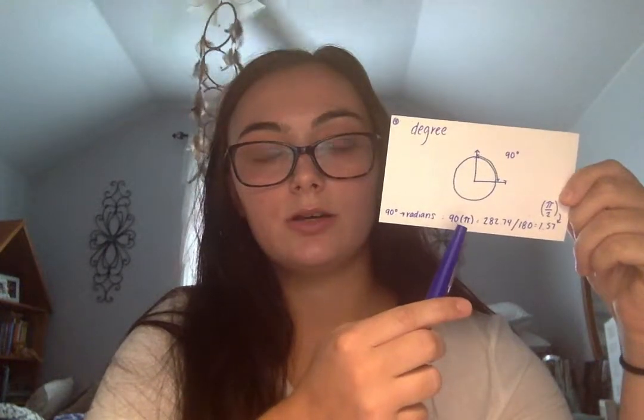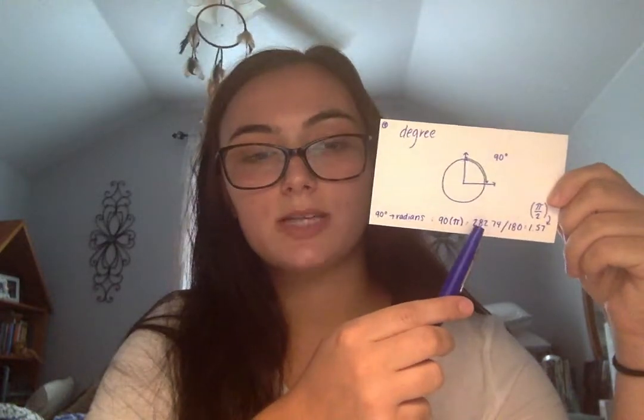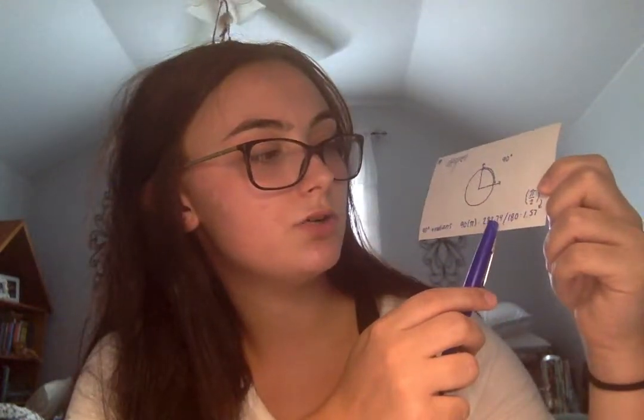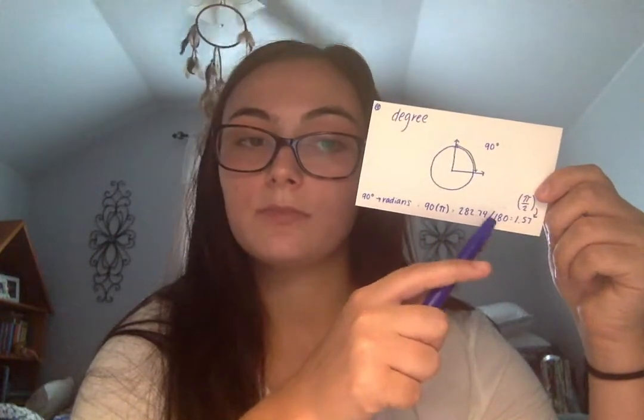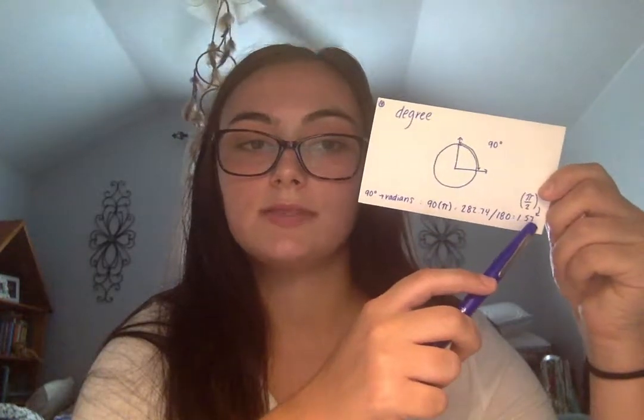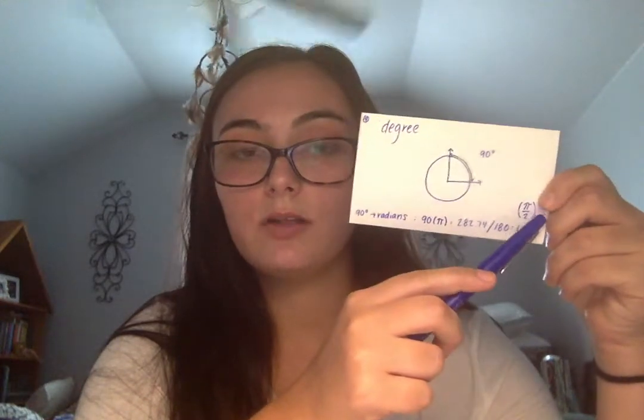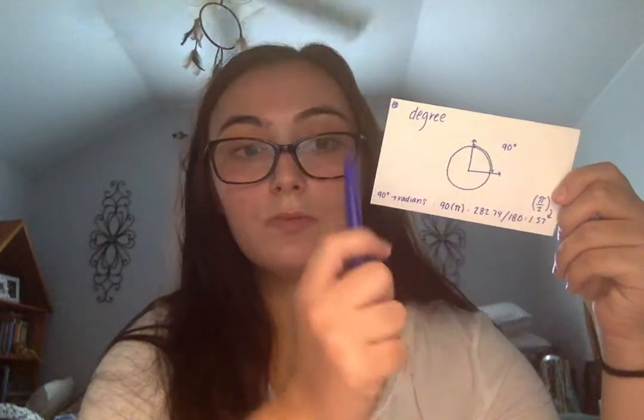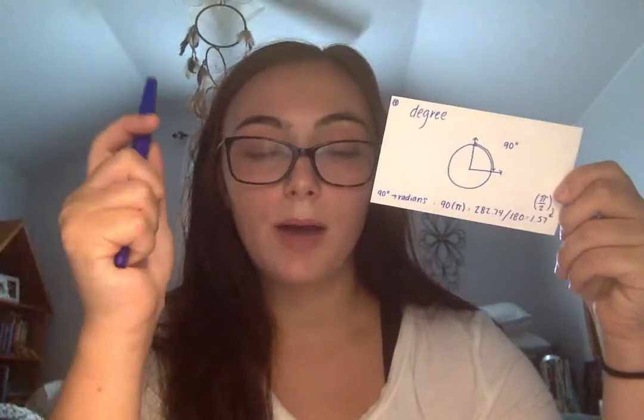Now, to convert this 90 degrees to radians instead, you're going to take the 90 degrees times pi. And when you multiply 90 degrees times pi, you're going to get 282.74. And then when you get that number, you're going to divide it by 180, and then that will give you 1.57 or pi over 2. And that would be 90 degrees in the form of radians. So you just remember, you multiply by pi, divide by 180. And that's how you convert from degrees to radians.